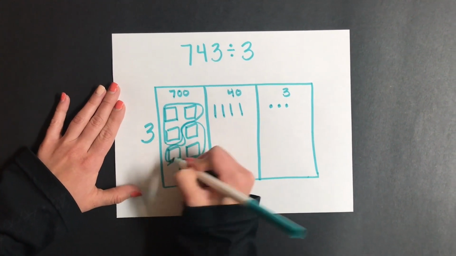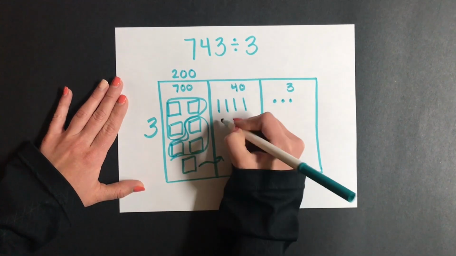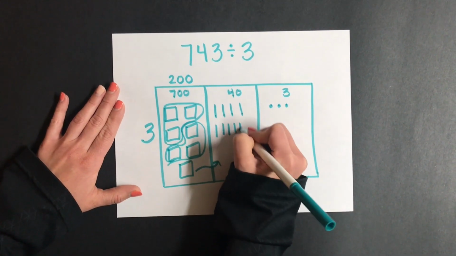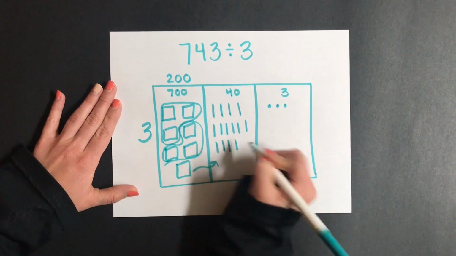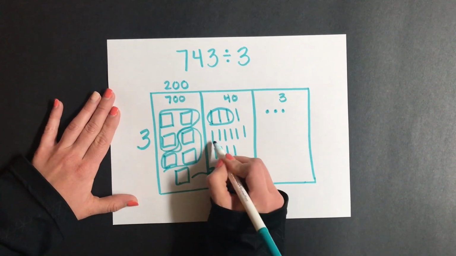So we were able to make 2 groups, but this is the hundreds place, so we're gonna put 200. Whatever's left is gonna move over. But we had to break it up because hundreds can't go into the tens. And then we're gonna circle groups of 3 again.